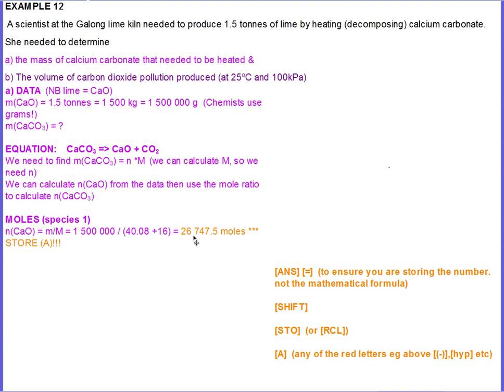So we've got our number here. We've pressed answer equals, we've pressed Shift, Store, A. That number should now be on your calculator as equal to A. So every time you use A, you're using that exact number, not a rounded off number.